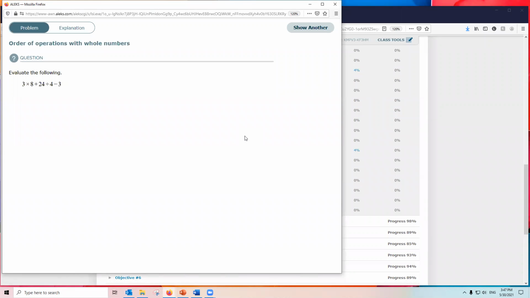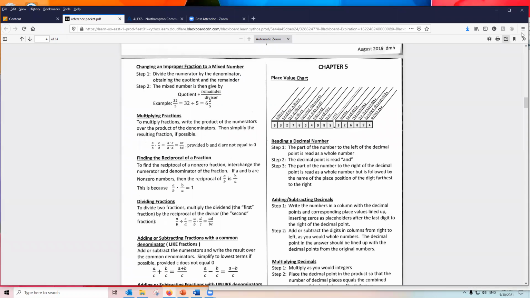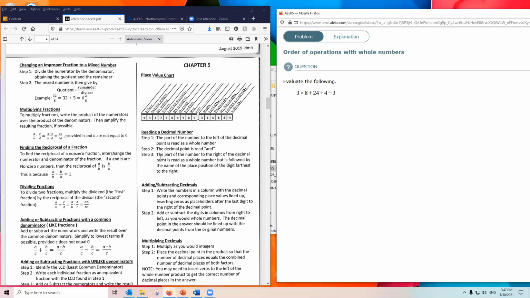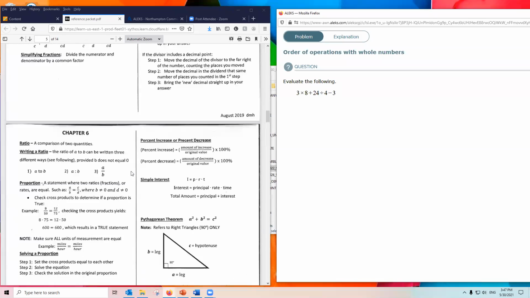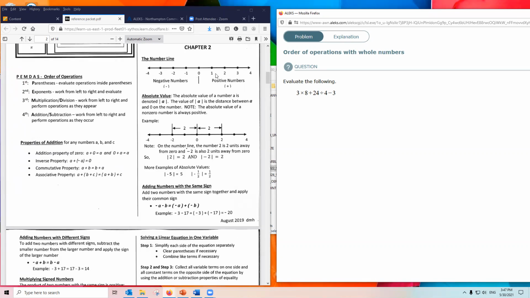All right, so in this example, they're giving me an expression and they're asking me to evaluate it. Now, what I have to be careful about here is I've got to follow a very important step-by-step called order of operations. So let me go back to the reference packet and let me move this over here so I can put it side by side. All right, I'm going to come down to order of operations, here it is. So notice order of operations are these 4 steps. The first step is work out any operations inside parentheses.